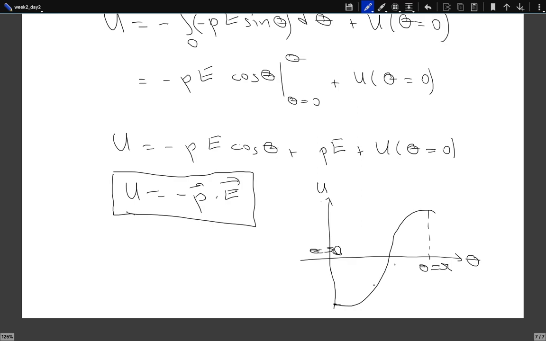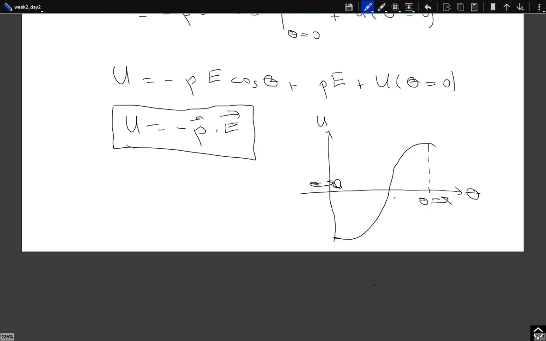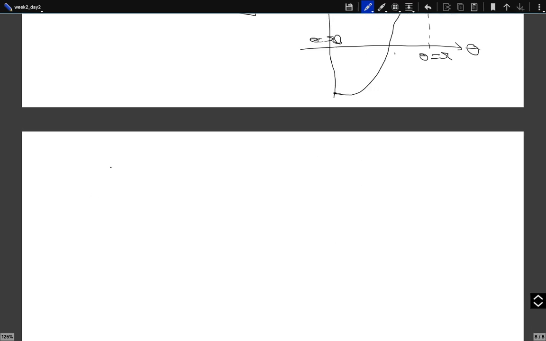So if you have a water molecule, we said this is slightly positive, this is slightly negative. What will be the direction of the dipole moment of this water molecule? Which direction will it be?